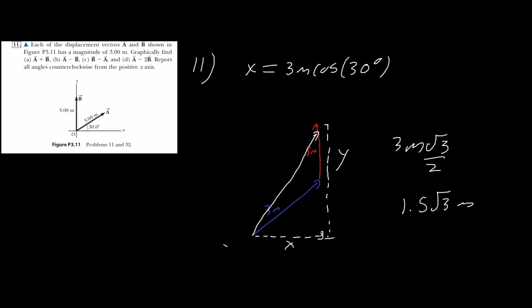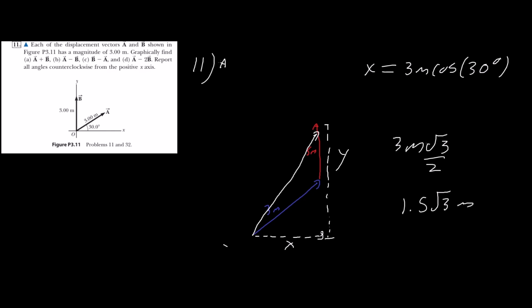You can just put that in the calculator, or you can just put cosine of 30 degrees. Make sure you're in degrees and not in radians. So the magnitude A vector plus B vector is going to be 3 cosine of 30 degrees, which I have to be 2.60 meters.